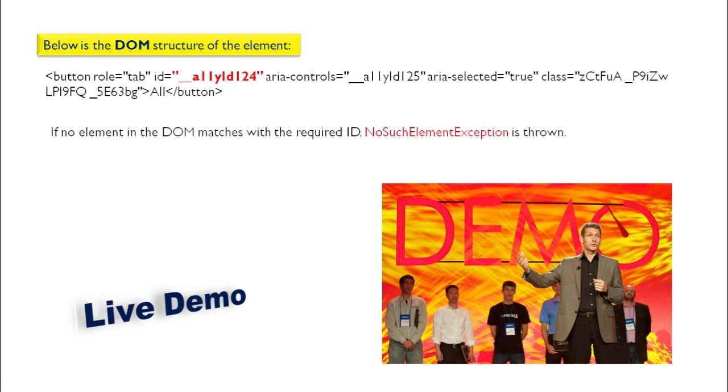Let's understand the exceptions which will be thrown by Selenium. If no element in the DOM matches the required id, that is, you have written your script with the id attribute and there is no such match available in the DOM, the Document Object Model, then you will get a no such element exception. This is a very important question. If your id is not matching with the DOM, then what type of exception will you get? You should say it is the no such element exception. Now let's understand with the demo.